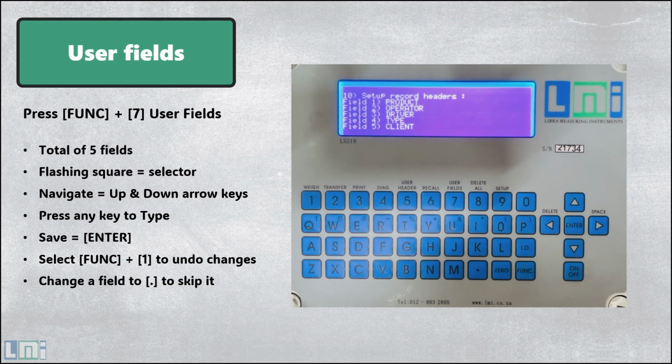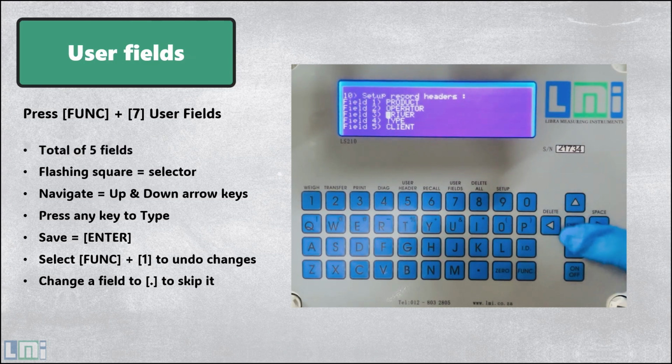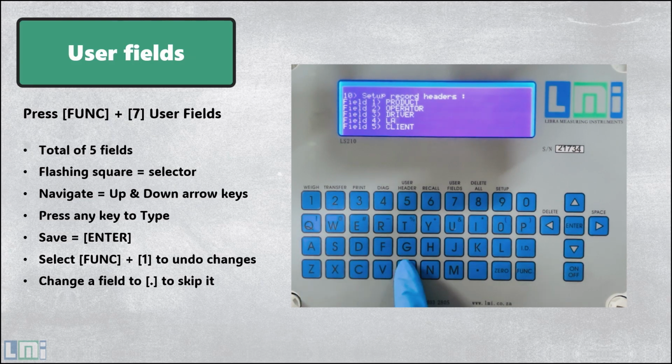The user fields are the information fields required for each weighing. To access the menu, you simply select function and number 7. There are a total of 5 fields, and you can navigate using the arrow keys to move the flashing square, which is your selector. If you want to change a field, just navigate the selector to the desired field. Start typing to change, and once you're done, select enter to save the changes made. Or, if you want to undo those changes, you can select function and the 1 key.